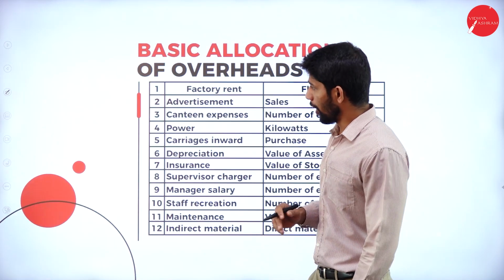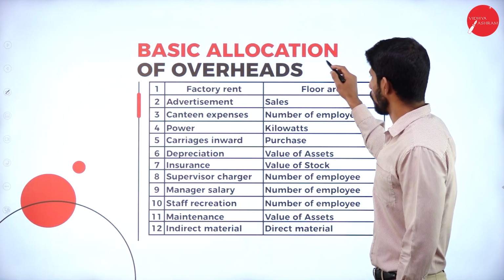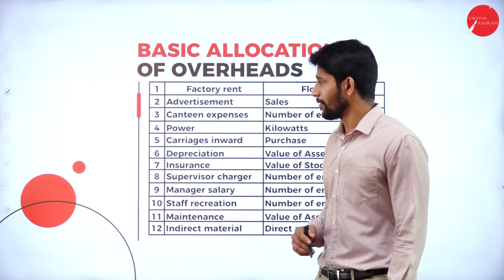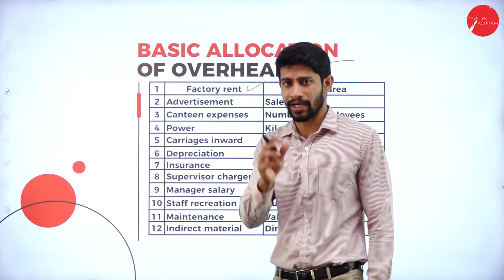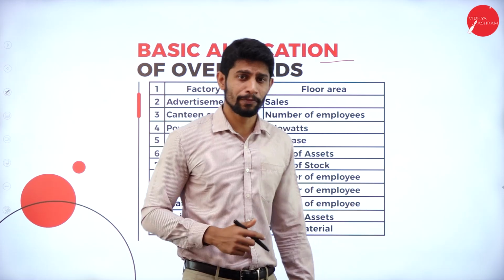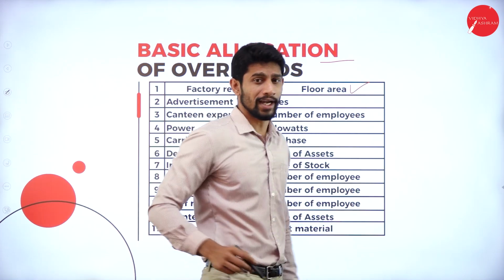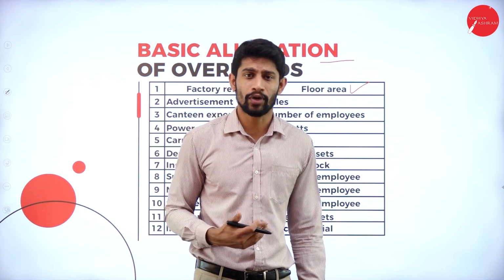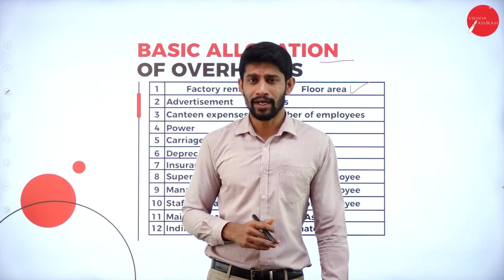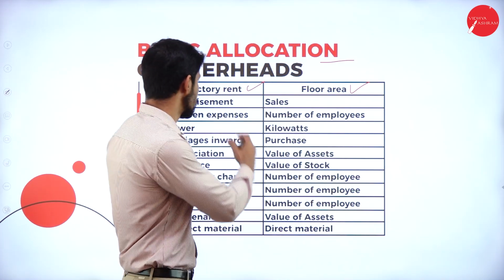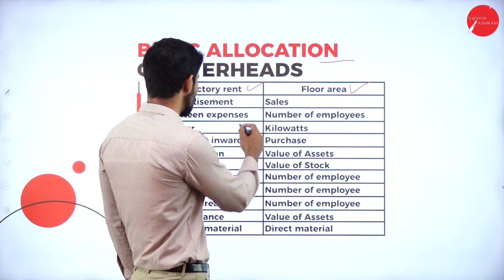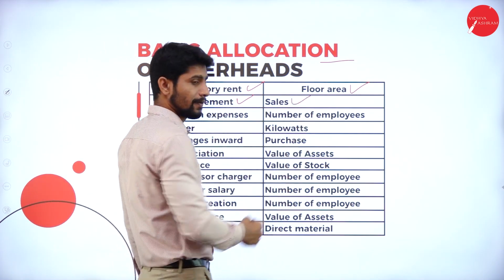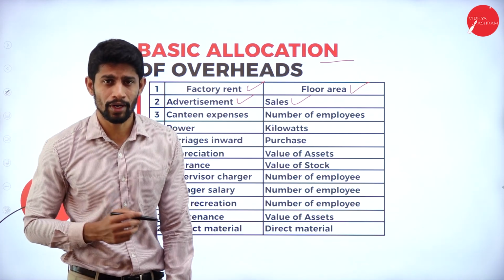So next, moving on, basic allocation of overheads. How are we going to allocate the overheads? For example, factory rent is an expenditure. On what basis are you going to pay factory rent? Based on floor area, whether it's 100 square feet, 200 square feet or 300 square feet. Based upon the floor area, we allocate the factory rent. Next one, advertisement. Advertisement will be allocated based upon sales.